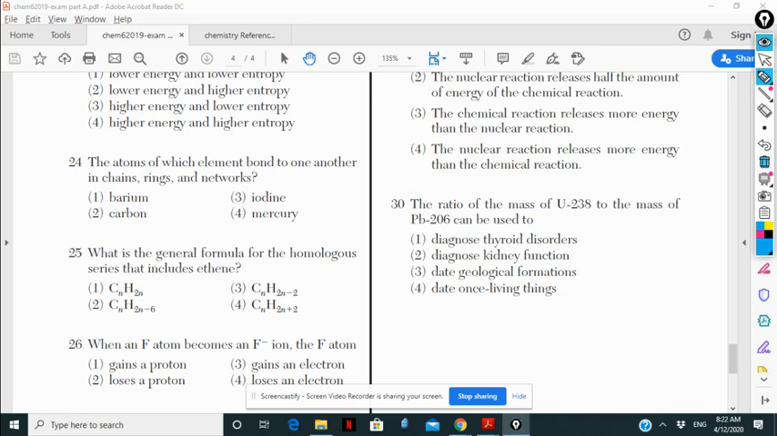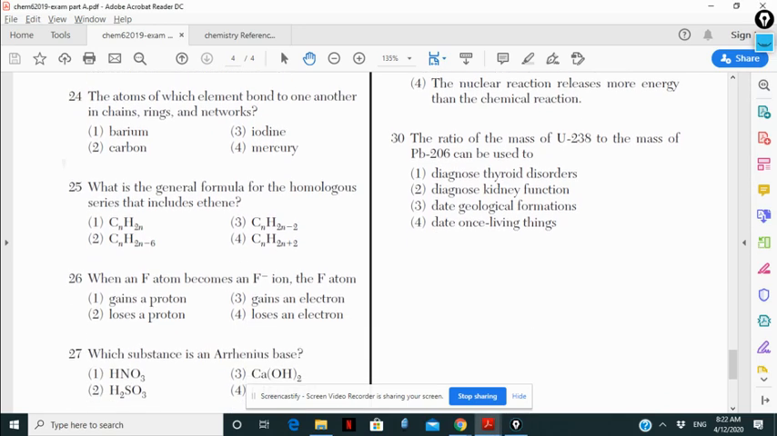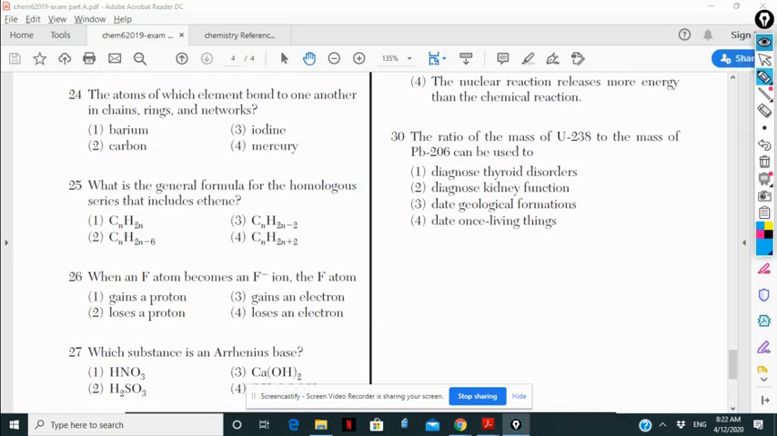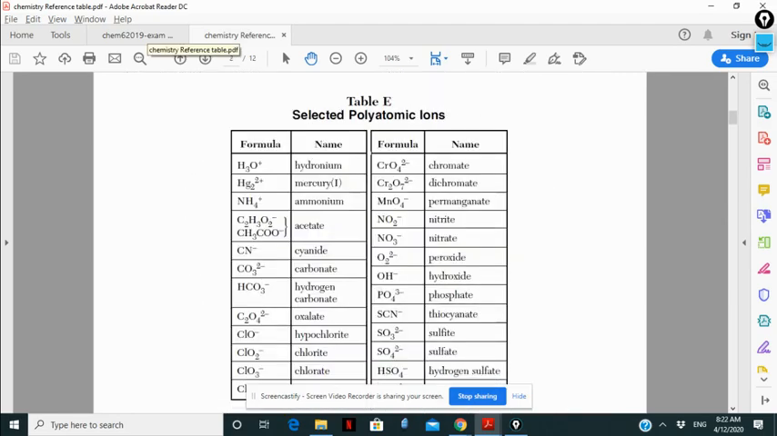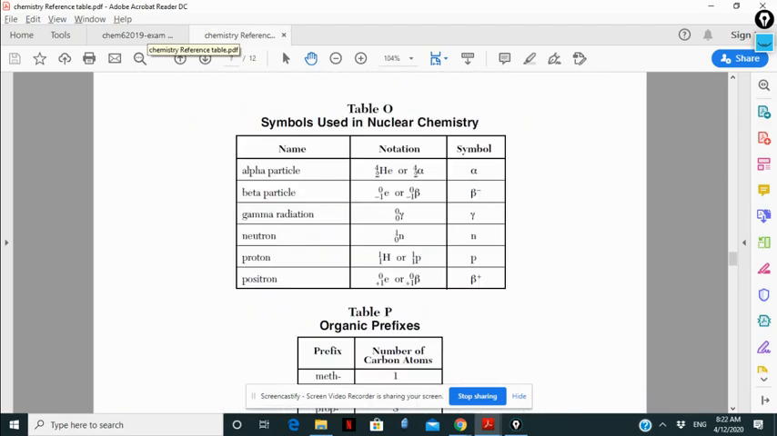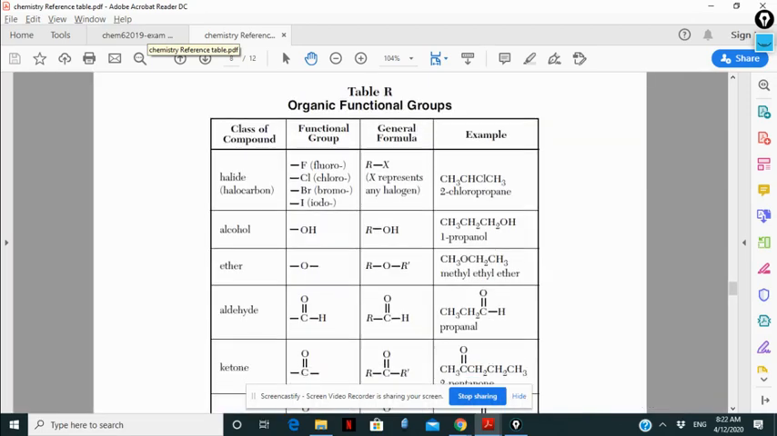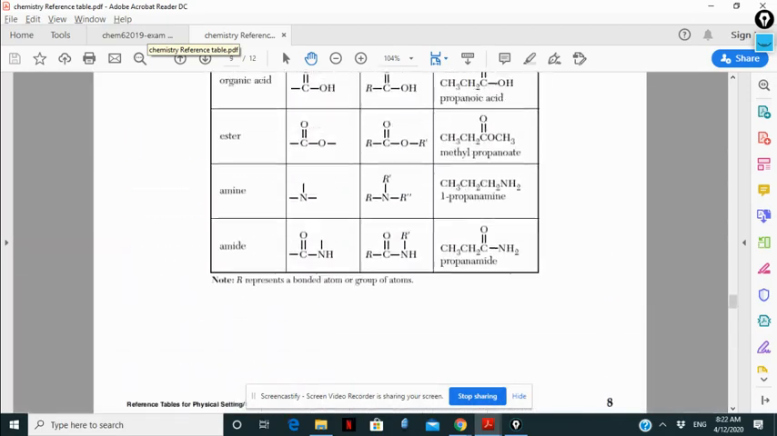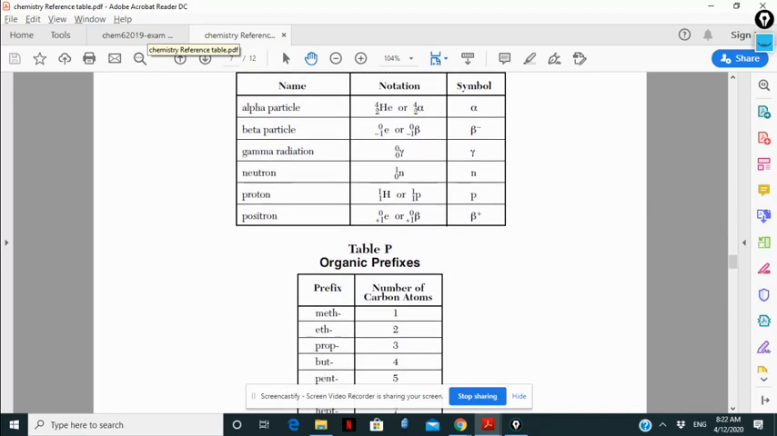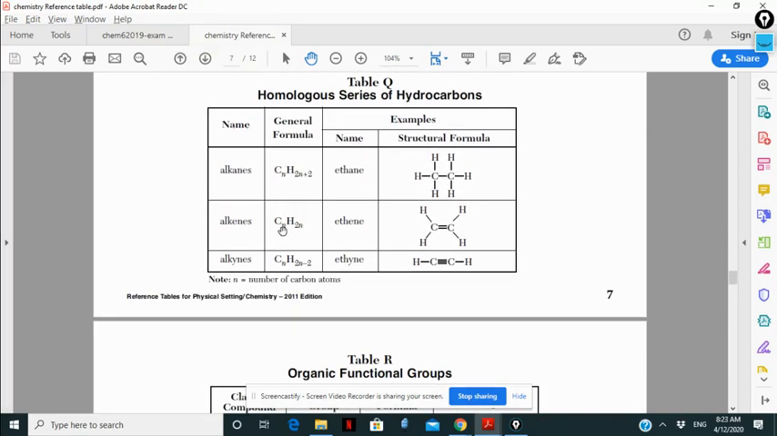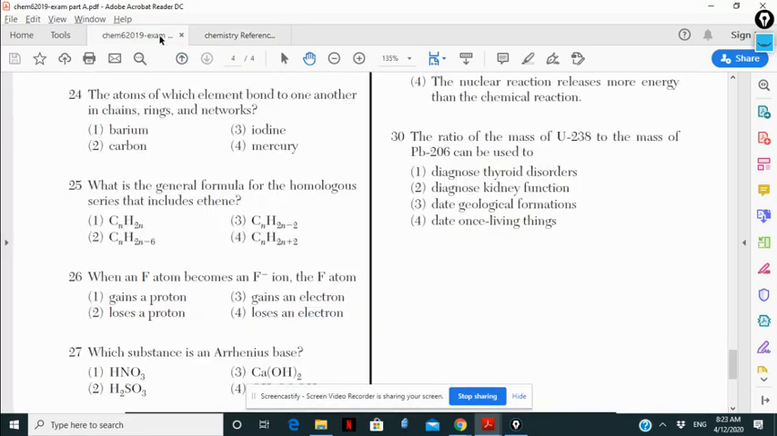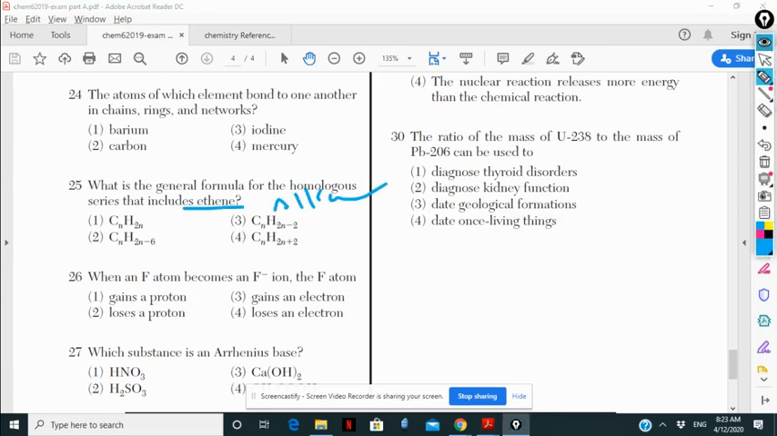Now, which general formula is for the homologous series that includes ethene? Ethene is an alkene. So I'm looking for the formula for alkene. I go to the reference sheet. And where's alkene? That's in the functional group table here. Alkene is CnH2n. So that's his question. He's asking about the formula. CnH2n. So the answer is 1.